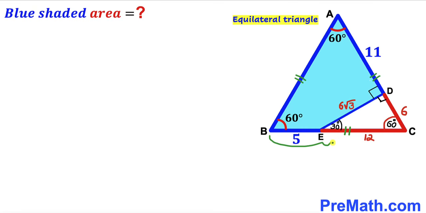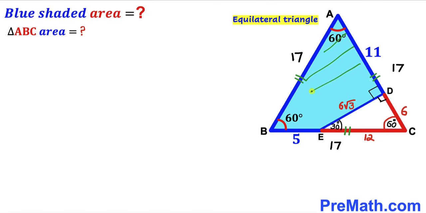We can see this BC length is going to be 5 plus 12, which gives us 17 units. And likewise this side AC length is going to be 6 plus 11, which gives us 17 units as well. So therefore this side AB has got to be 17 units as well, since this is an equilateral triangle. And now we are going to calculate the area of this big triangle ABC.